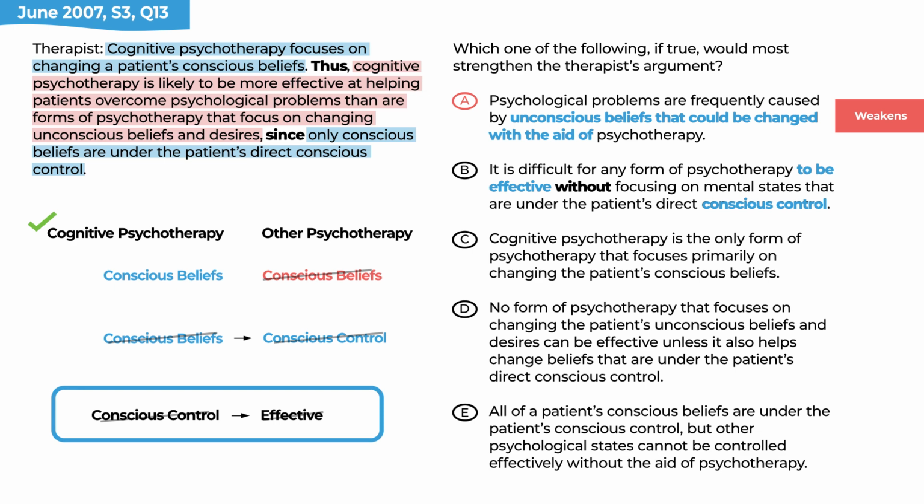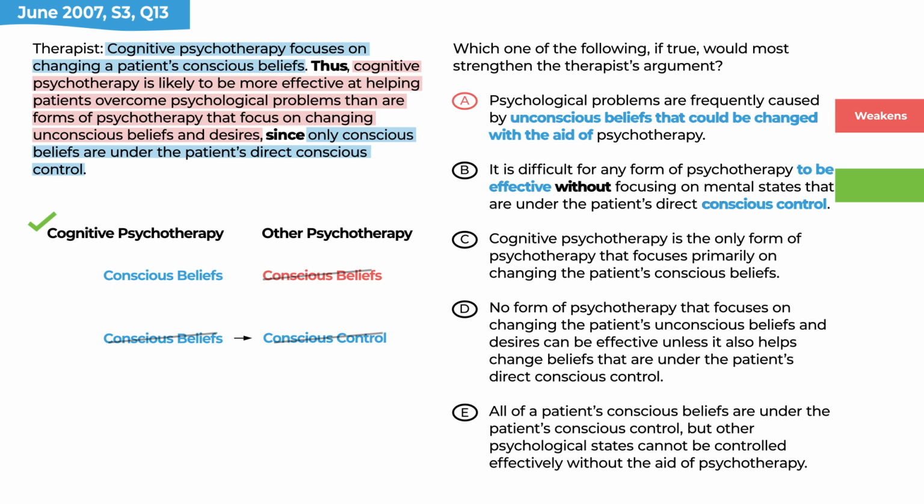And this would put a negative consequence on a characteristic that we know is associated with those other types of psychotherapy. This is pretty good because it's leading a line from types of psychotherapy that are focused on unconscious beliefs, and those, by focusing on unconscious beliefs, are focusing on things that are not within the patient's direct conscious control. And by focusing on things that are not within the patient's direct conscious control, it's not going to be effective. So it definitely makes the argument better by hurting psychotherapy that focuses on unconscious beliefs. So let's hold on to B and let's see what C gives us.